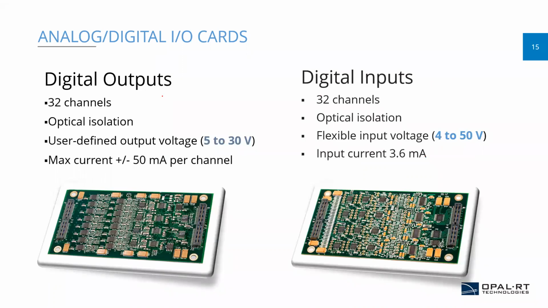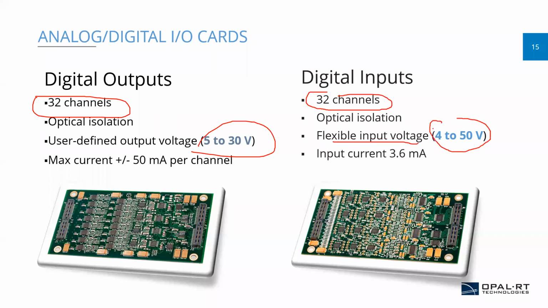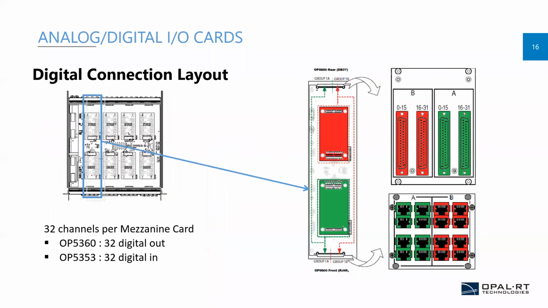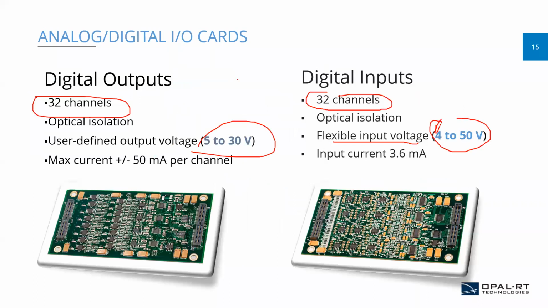And for digital, in a single digital card, the total number of outputs is 32, and the total number of inputs is 32. But in digital output, a user-defined voltage from 5 to 30 volt is required. And for digital input, the flexible voltage would be 4 to 50 volt. And there is one subsection.